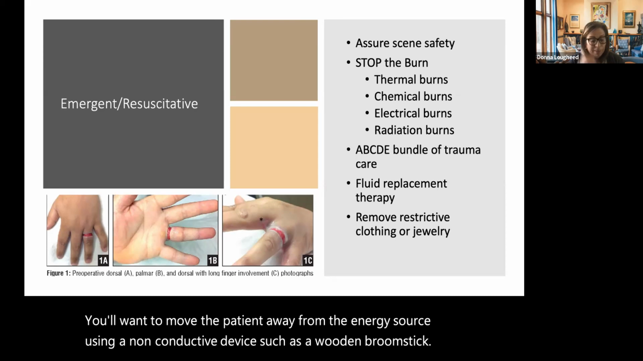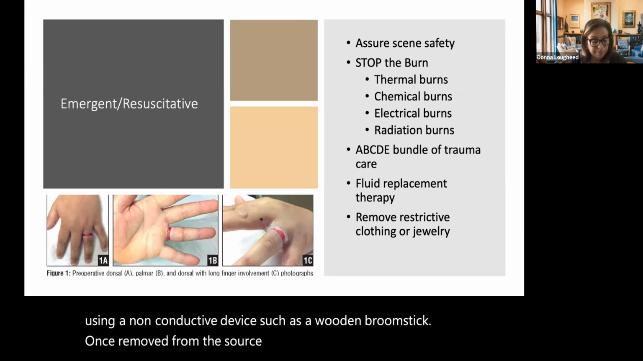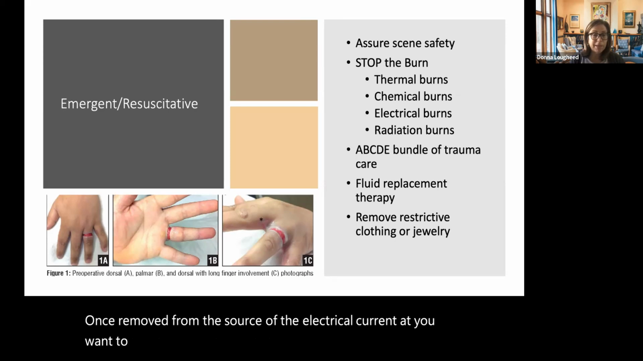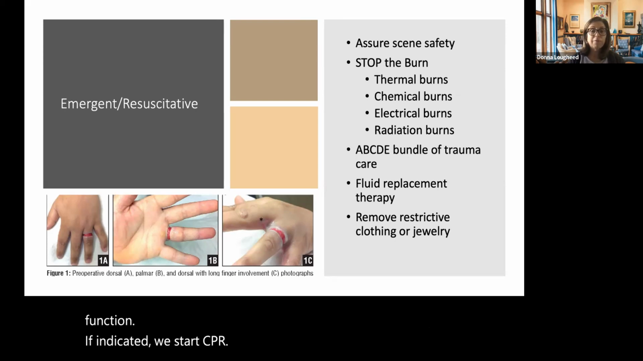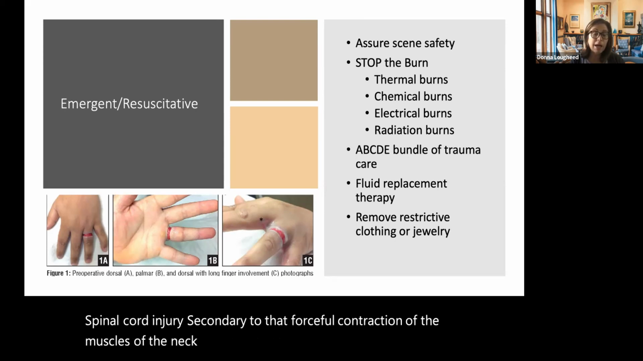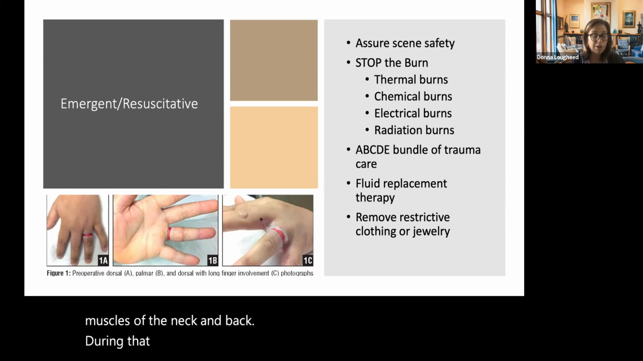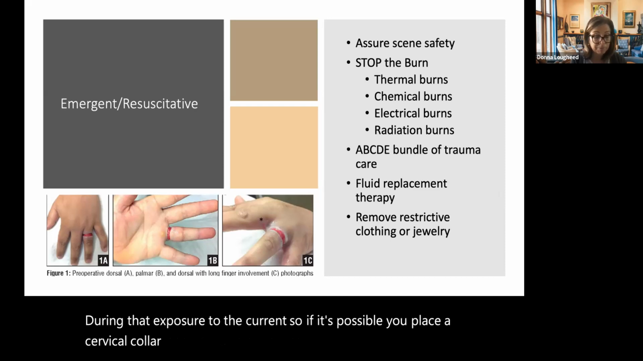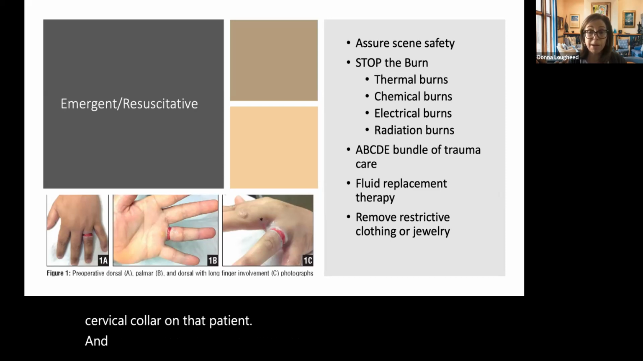Once removed from the source of the electrical current, you want to quickly assess that patient for cardiac and respiratory function. If indicated, we start CPR. Remember, this patient could have a spinal cord injury secondary to that forceful contraction of the muscles of the neck and back during that exposure to the current. So if it's possible, you place a cervical collar on that patient and you transport them on a spinal board.